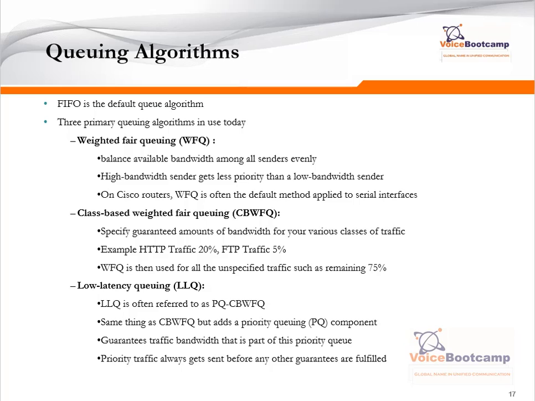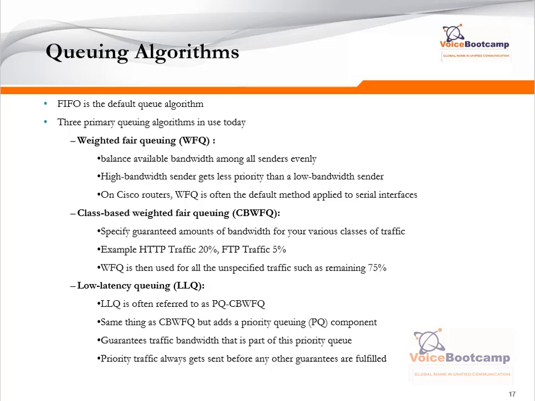Class-based weighted fair queue specifies a guaranteed amount of bandwidth for the various classes of traffic that you define. For example, HTTP traffic will get a minimum of 20% of the traffic, FTP will get 5% of the traffic. WFQ is then used for all unspecified traffic, such as the remaining 75%.